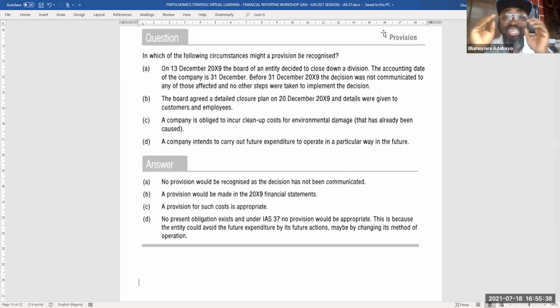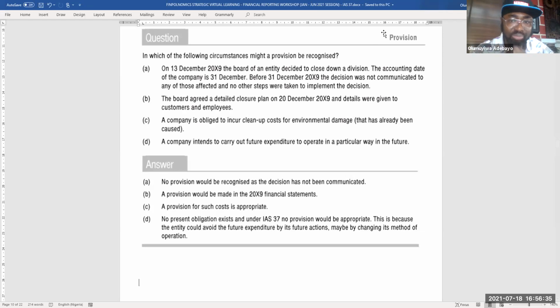Now, let me give you a clue. The thin line between provision as a liability and contingent liability as not a liability is that provision is uncertain. Likewise, contingent liability is uncertain. But to what degree? Provision is uncertain in timing or amount. Listen to me. Provision is uncertain in timing or amount, which means it's one of the two that is uncertain. If timing is uncertain, amount is certain. If timing is certain, amount is what? Uncertain. That is why it's provision. But contingent liability is uncertain in both timing and amount. That is why it's a possible obligation.